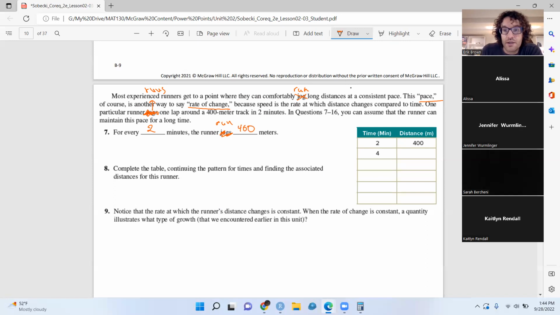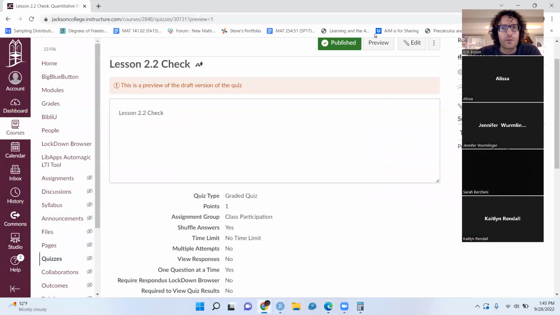So let's fill in the table, and we're going to go with steps of 2 minutes. So 2, 4, 6, 8, 10, 12. Note what we're doing. Every 2-minute time step, we add 400 meters. So this would be 800. This would be 1200. Then we're hitting the 1600, then 2000, and then 2400. So there's our table. Let's graph that real quick and just see what that looks like graphically.